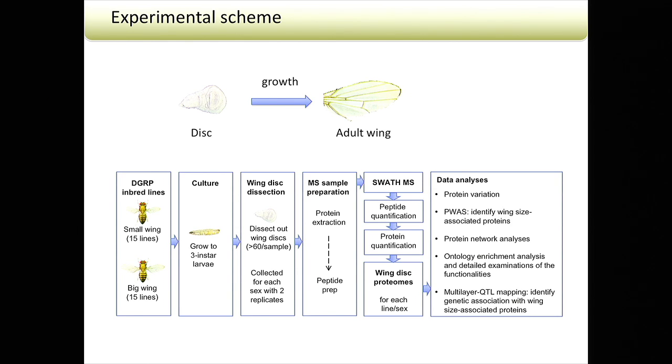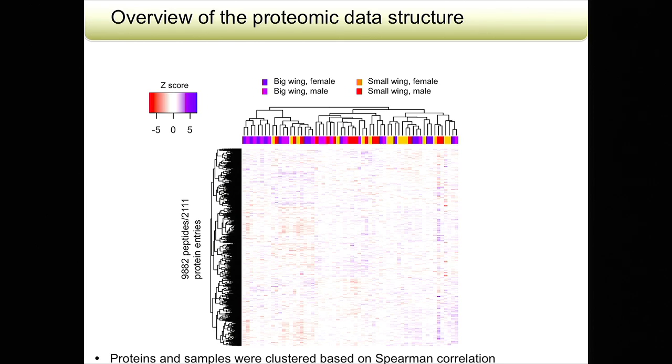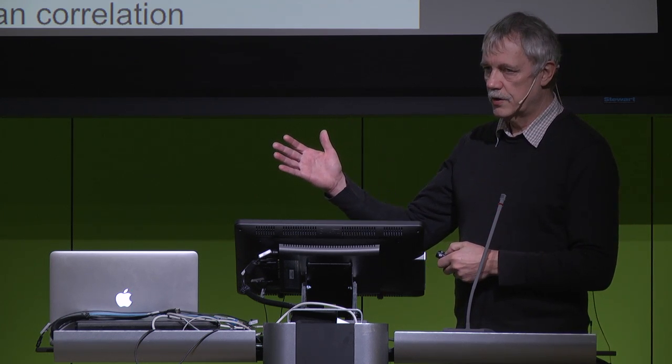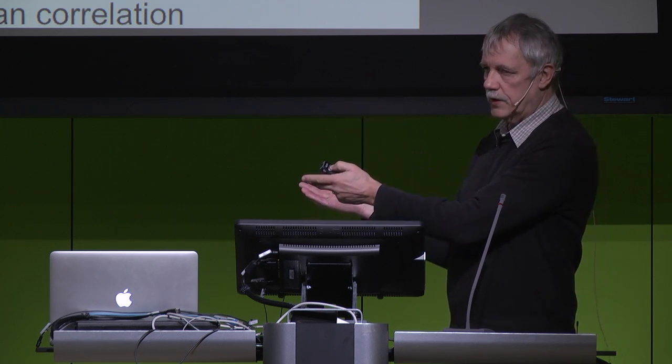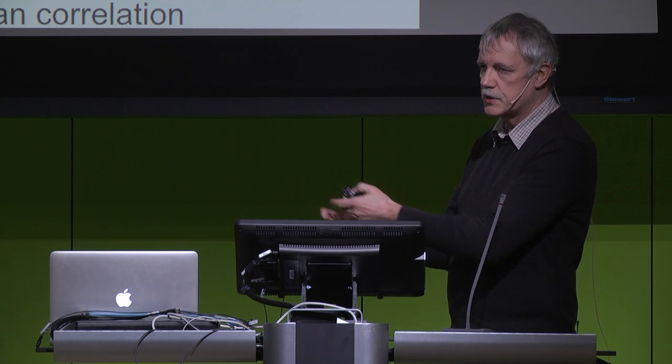And then the data analysis types that you learned this week. This is the data. There are actually not many cells, about 1,000 cells in such a disk. So it's a relatively challenging experiment. And we were able to obtain about 2,000 proteins. Close to 10,000 peptides are quantified across these strains. So these would be big wing females, big wing males, small wing females, small wing males. So now we have a data set with the genotypic information, this protein information, and the wing size morphometric information, which is expression of the phenotype.